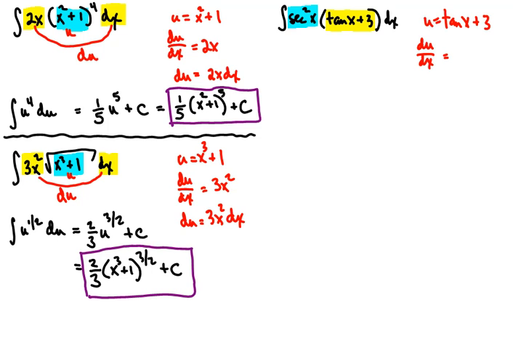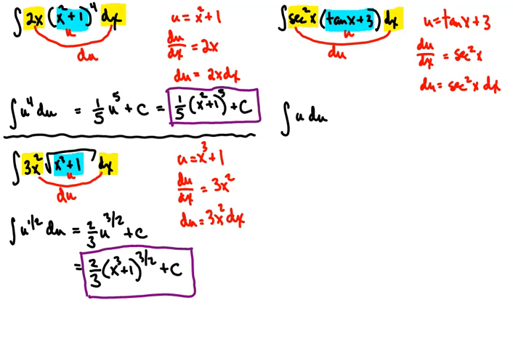When I take the derivative of both sides, I'm going to get du dx is equal to secant squared of x, and du is equal to secant squared of x dx. And at this point, I'm ready to go back to the integral. And you notice that I have secant squared of x dx, which I swap out for du, and I have tan x plus 3, which I swap out for u.